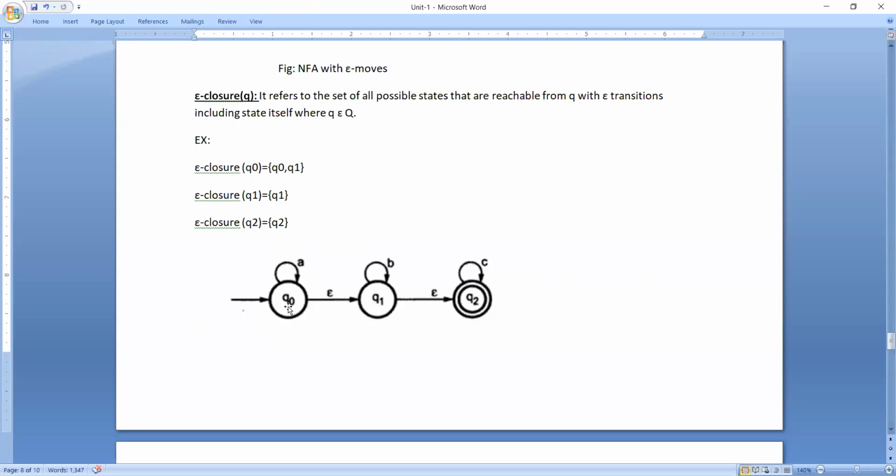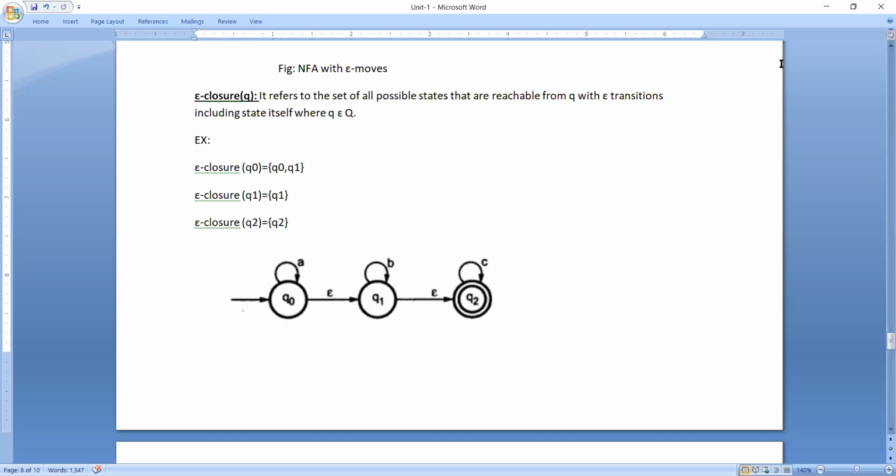Then you can check over here: is AB accepted or not? Yes, happily AB will be accepted. One more thing, is BC accepted or not? Yes, happily BC is accepted. Is ABC accepted or not? Very happily ABC is also accepted.